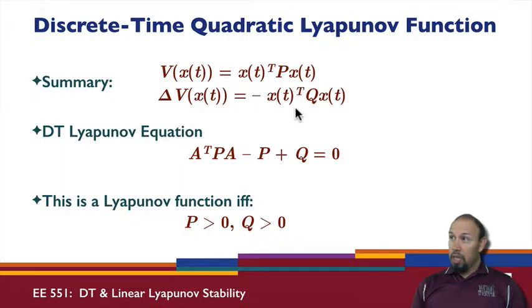In which case, this is actually given by this equation. We actually have an equation called the discrete time Lyapunov equation. So this function v is a Lyapunov function if p is positive definite and q is positive definite. Okay, so we have that condition.